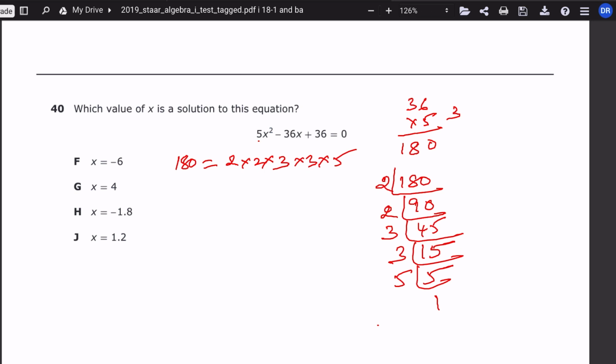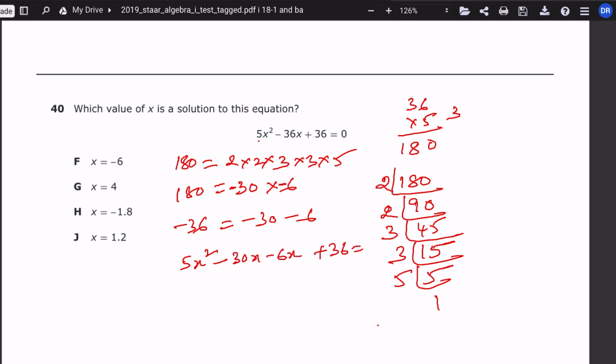So it will be 30 into 6. You are taking it as 180, or you can take minus 30 into minus 6 is plus 180. Minus 30 minus 6 is equal to minus 36. So therefore you can write this as 5x square minus 30x minus 6x plus 36, which is equal to 0.